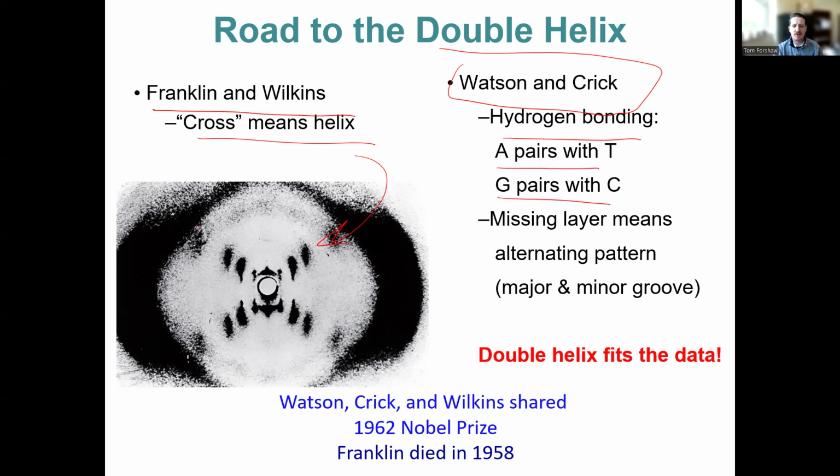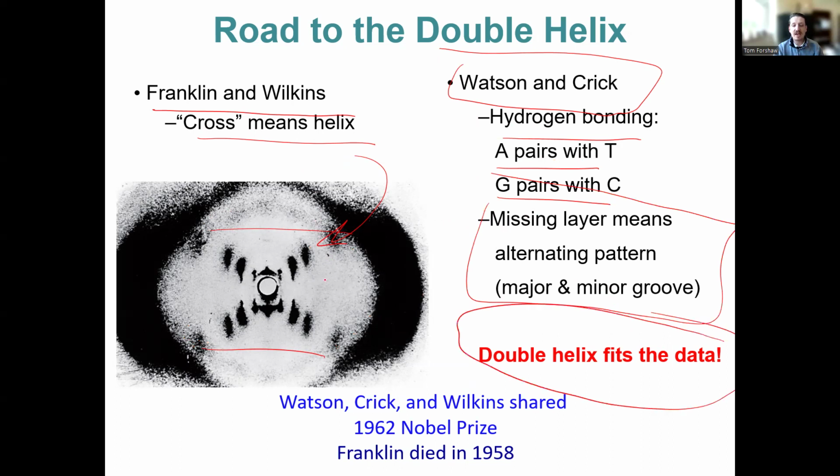And the way that the pattern forms means that it's an alternating pattern of these major and minor grooves, which means that the double helix fits all of this information together, and they were able to put their work together and conclude that it forms that double helix.